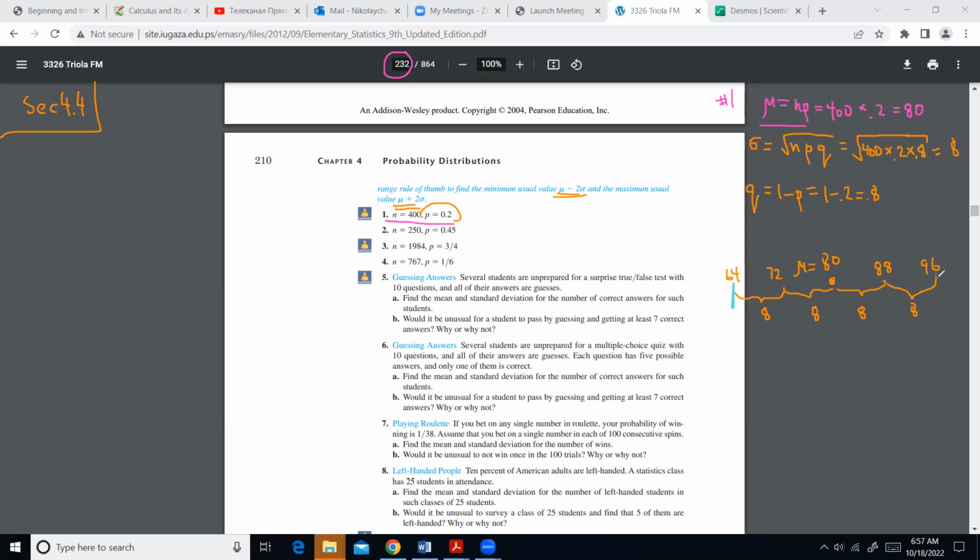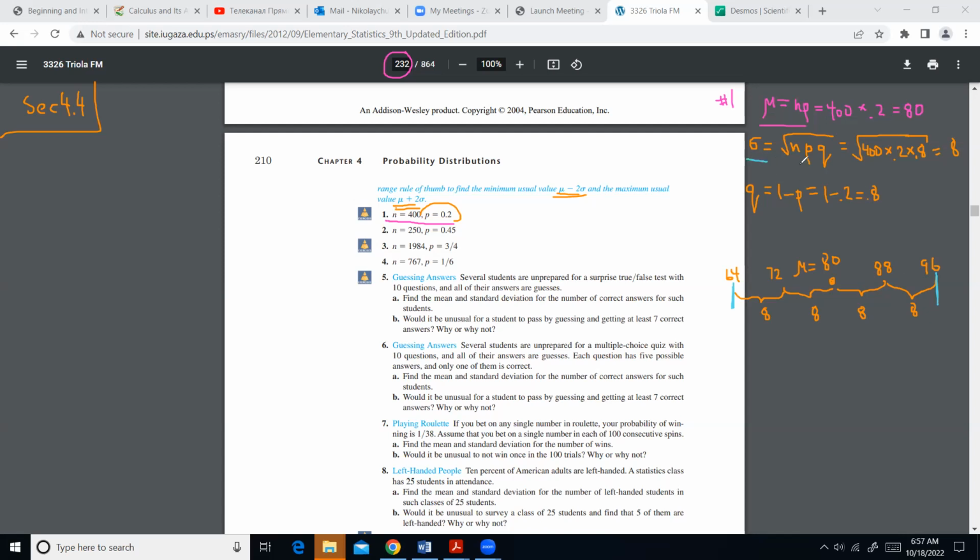So our ballpark for possible probabilities that people can calculate will be from 64 through 96, because those are reasonable numbers. If you got a 400 element sample, and the chance that you get a success is only 20%, well, 20% of 400 is 80. That's what we expect, but it may be a little bit less or a little bit more. And that's exactly what a standard deviation utilizes.